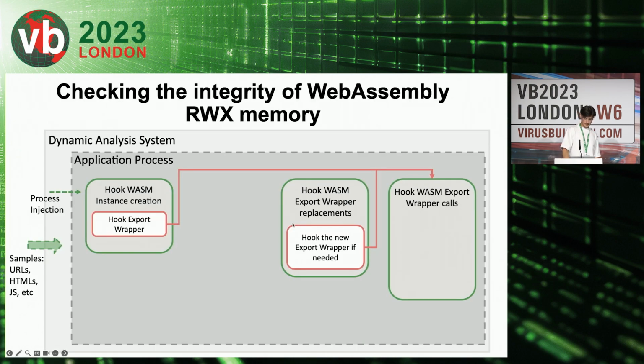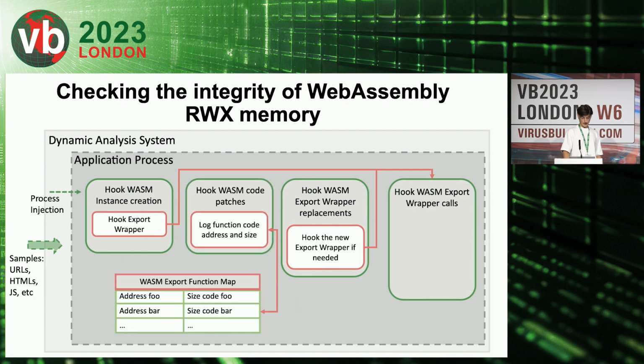Now our second detection system, which is checking the integrity of the WebAssembly RWX memory. For this one, we kept some hooks, as you can see, but we added one: we hooked the WebAssembly code patches into that RWX memory, and instead of creating a map of an address and content, we're just going to create an export function map with the address of the function and their code size.